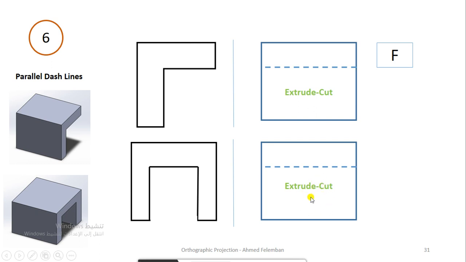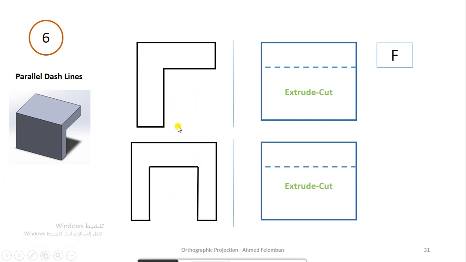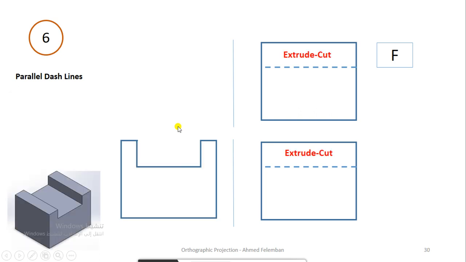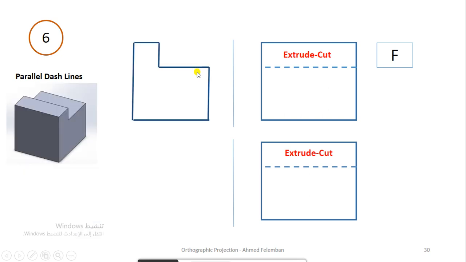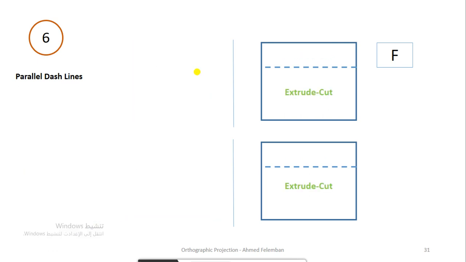Where can I see this cut? I cannot see it from the front. I can see it from the right or from the top. Okay, so parallel dash lines mean there is a cut inside the part. We have to see where this cut is, as we saw in these examples.